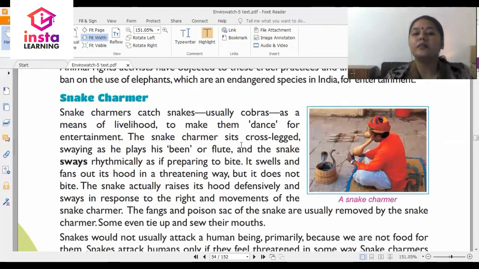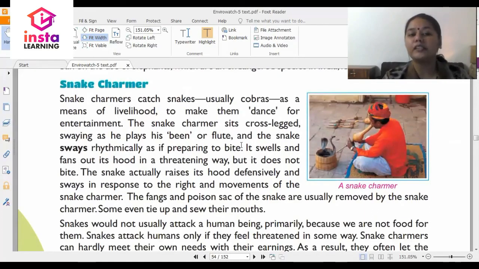Then you have snake charmers. They catch snakes, usually cobras, as a means of livelihood to make them dance for entertainment. The snake charmer sits cross-legged, swaying as he plays his flute, and the snake sways, that is, it moves rhythmically as if preparing to bite. It swells and fans out its hood in a threatening way, but it does not bite. The snake actually raises its hood defensively and sways in response to the movements of the snake charmer.